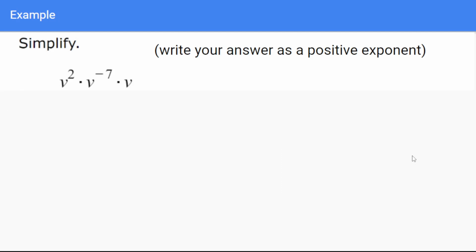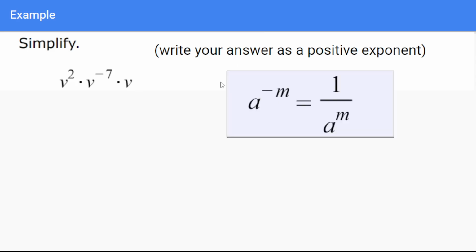So now let's look at another one. This time, one of the exponents is negative. And the problem with this is if you end up with a base with a negative exponent, you can't express it like that. You have to express it as a positive exponent. And the way to do that is to write it as the inverse of the positive. So a to the negative m is equal to 1 over a to the m.